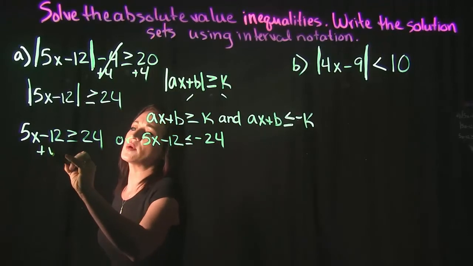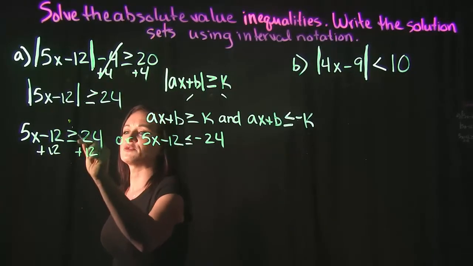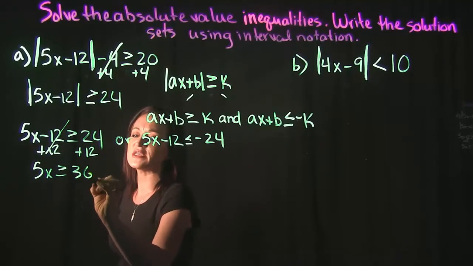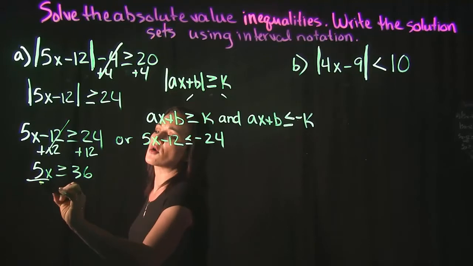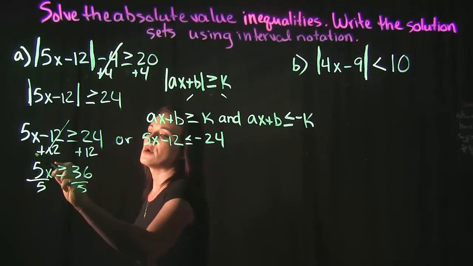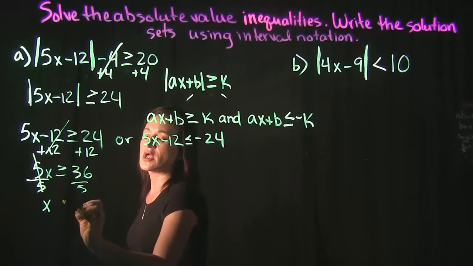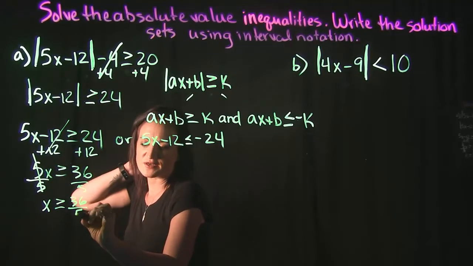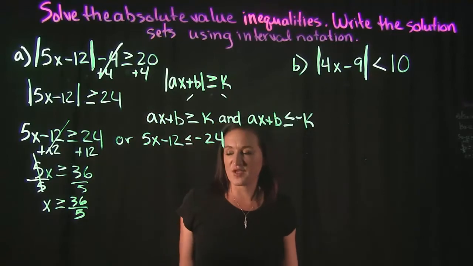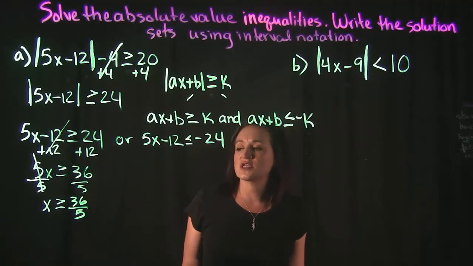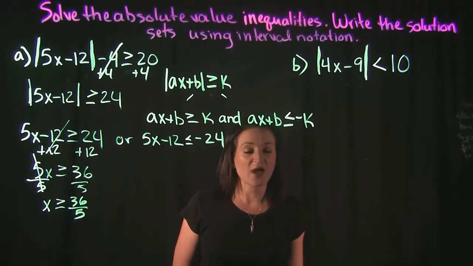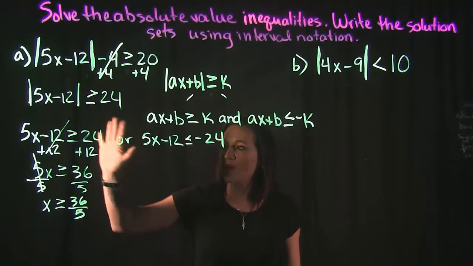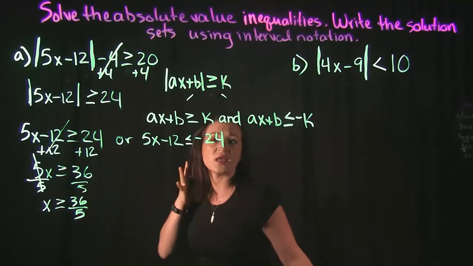Solving the first one here, we're going to add 12 to both sides, which means it's going to cancel on the left, leaving us with 5x greater than or equal to 36. And then we're going to divide out our coefficient on both sides, which means 5 over 5 is going to cancel, leaving us with x greater than or equal to 36 divided by 5, or 36 fifths. 5 does not divide evenly into 36. That fraction cannot be simplified, so it's simply x greater than or equal to 36 over 5. I'm going to pause there while I work on solving the other inequality.